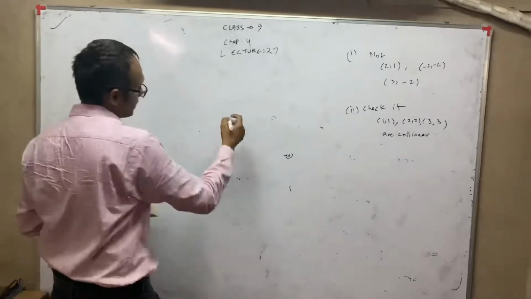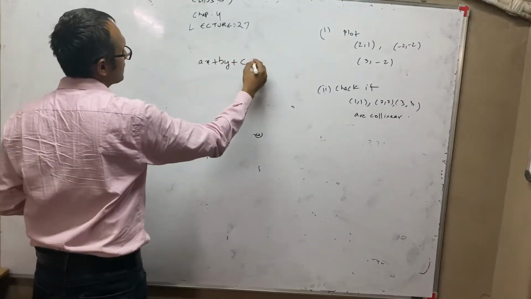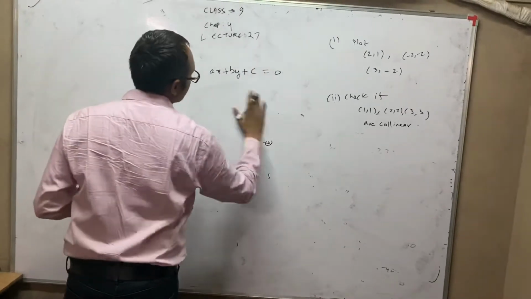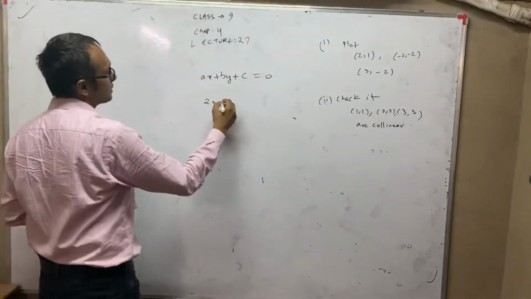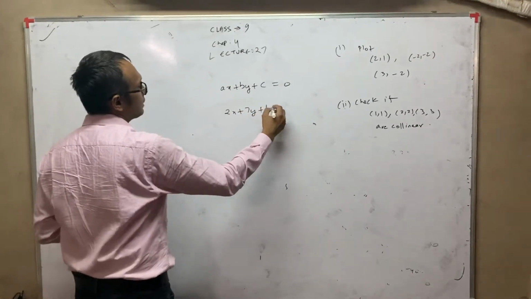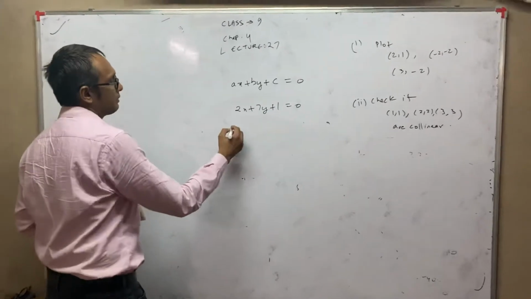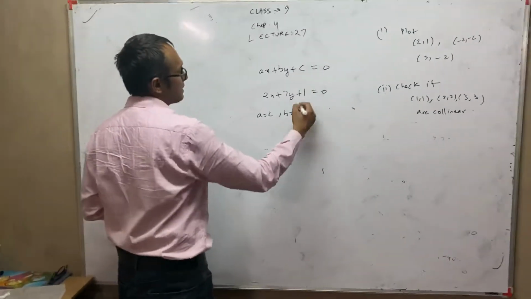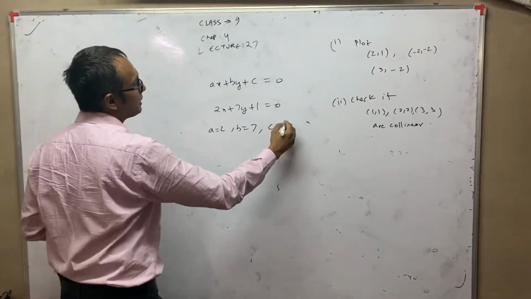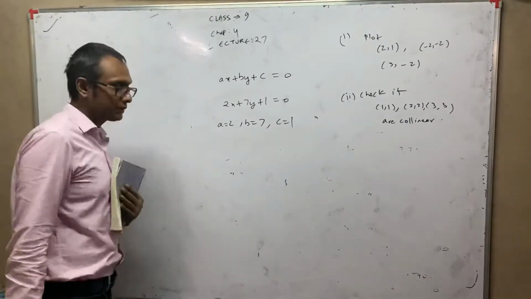The standard form of a linear equation is ax plus by plus c equal to 0. For example, if an equation is written like 2x plus 7y plus 1 equal to 0, and I ask what is the value of a, the value of a will be 2, the value of b will be 7, and the value of c will be 1. So that's how one type of sum comes.